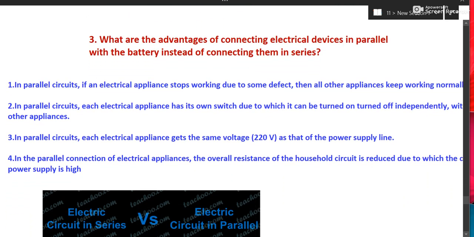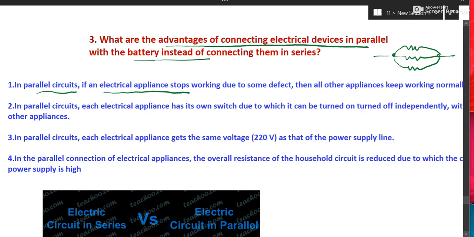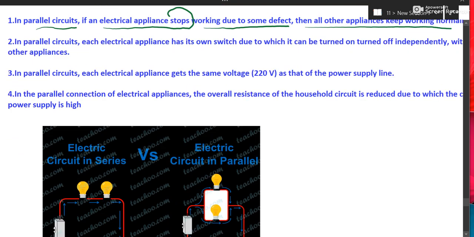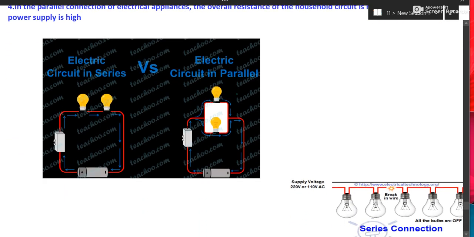Now there is a question: what are the advantages of connecting electrical devices in parallel? Parallel, I told you, means you are connected between the same two points. In parallel, potential is the same. Okay, so look, in a parallel circuit, if an electrical appliance stops working due to some defect, then all others will keep working normally.